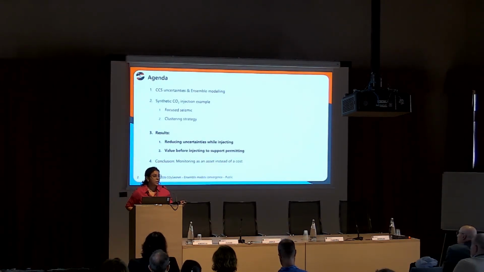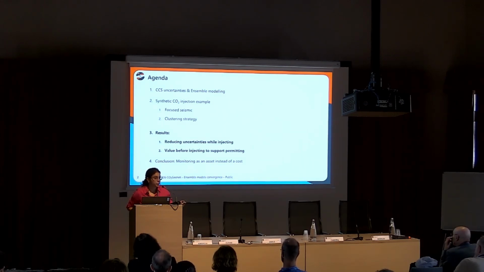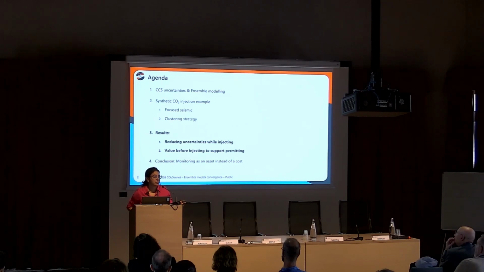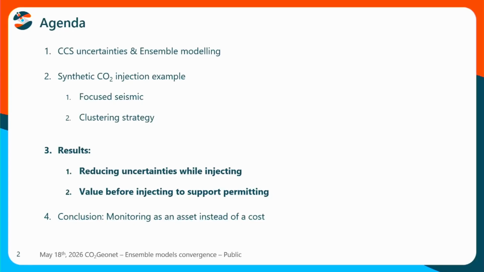First, we will speak about uncertainties in CCS. This is something that is unavoidable, and I have something to propose to you to reduce uncertainties on a CCS project. We will see how we can do that using a synthetic CO2 injection example, and I will finish with two results. First, how we can reduce uncertainties during injection, and second, how we can show the potential of monitoring before injection to support permitting application.